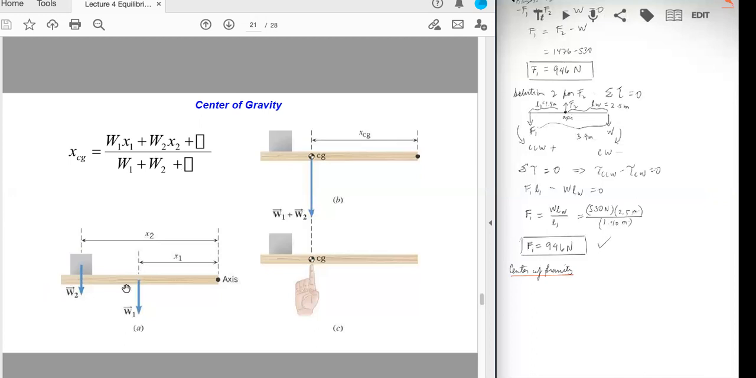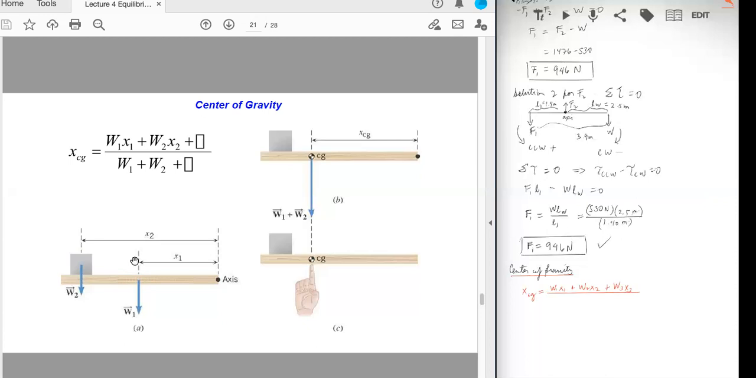Mayroon kang, kunyari, ito yung axis natin. Mayroon kang weight 1, mayroon kang weight 2. Kunyari, mga geometric na sila ngayon kasi hinati-hati mo yung irregular object into a geometric object. So, ang center of gravity mo, XCG, equal lang siya sa weight ng object 1 times center of gravity of object 1 plus weight of object 2 times center of gravity of object 2 plus weight of object 3 times center of gravity of object 3 all over the total weight.